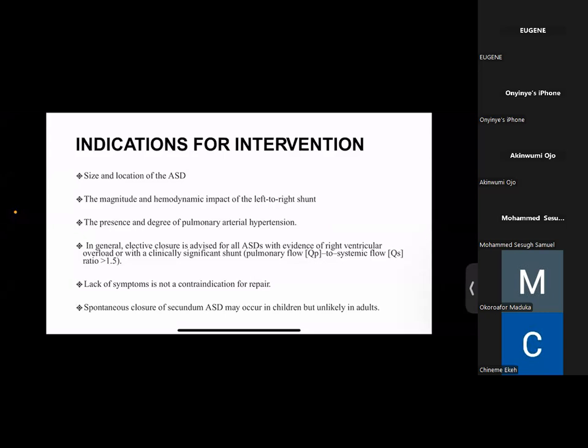Important to note that in the presence of pulmonary arterial hypertension, surgeries are contraindicated. In general, elective closure is advised for all ASDs with evidence of right ventricular overload, where the pulmonary flow to systemic flow is greater than 1.5. That's a QpQs ratio of greater than 1.5, which actually necessitates that patients should have surgery. Lack of symptoms is not a contraindication for repair. Spontaneous closure of ASD is common in children, but mostly unlikely in adults.